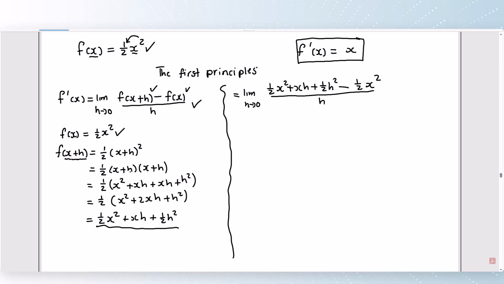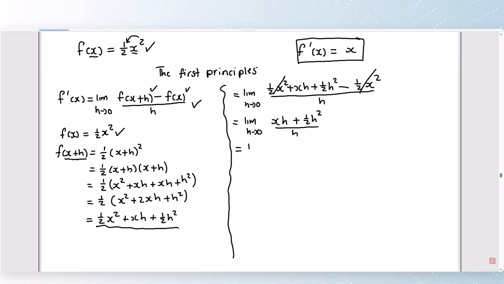Remember I said after substituting, things must start to cancel, right? So half x squared minus half x squared, they'll cancel. We have limit as h tends to 0, and we have that left over h. We cannot just turn the h to 0 because h is a denominator there. If we turn it to 0, it's going to make everything invalid. We can't divide by 0 in mathematics, right? So we need to find a way to get rid of the h at the bottom.